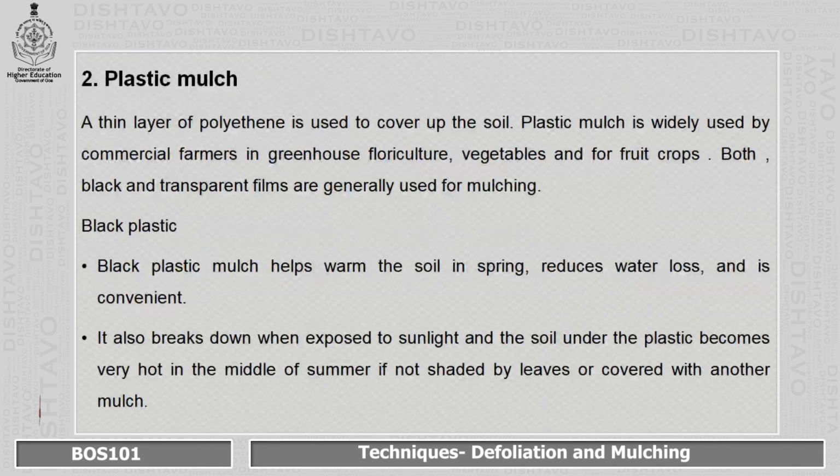Second is plastic mulch. A thin layer of polythene is used to cover up the soil. Plastic mulch is widely used by commercial farmers in greenhouse floriculture, vegetables and for fruit crops. Both black and transparent films are generally used for mulching. Black plastic mulch helps to warm the soil in spring, reduces water loss and is convenient. It also breaks down when exposed to sunlight, and the soil under the plastic becomes very hot in the middle of the summer if not shaded by the leaves or covered with another mulch.